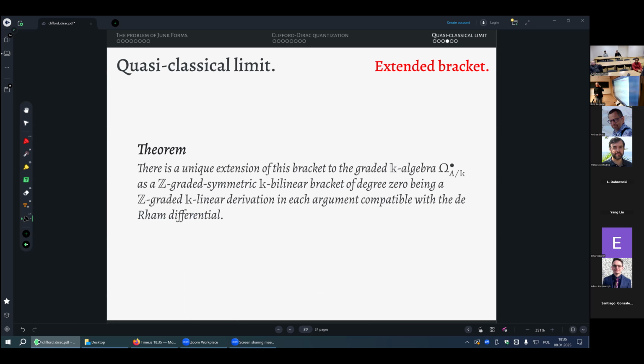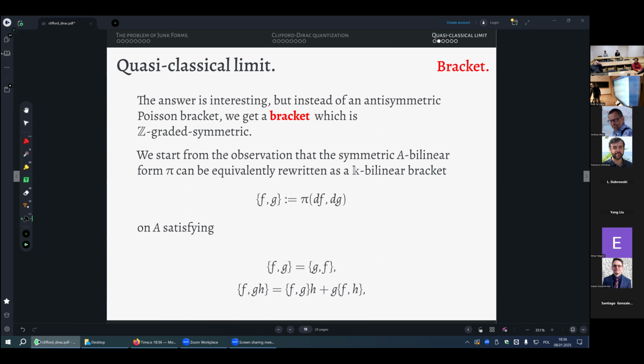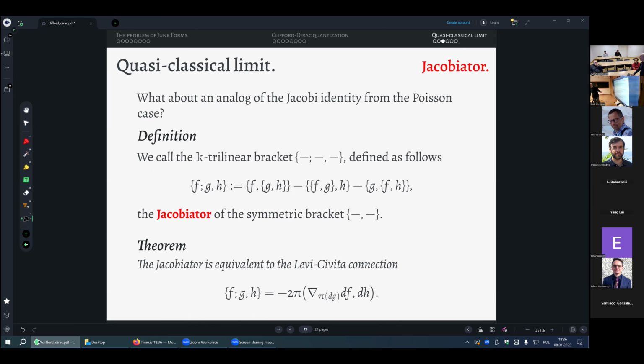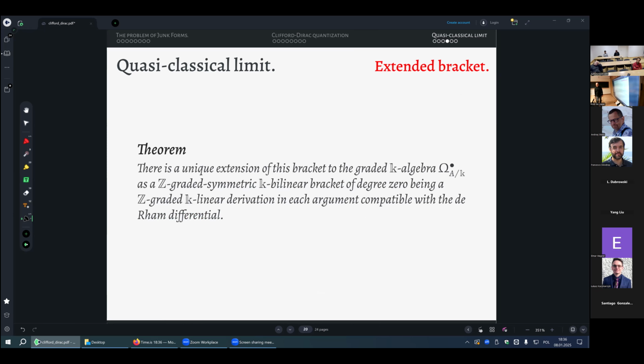And then, having this defined on functions, since we are deforming not only functions but the de Rham complex, we could ask, what about extending this bracket to differential forms? Which bracket? This symmetric bracket. Because we have this bilinear bracket, and then you have the trilinear bracket, which is not symmetric.